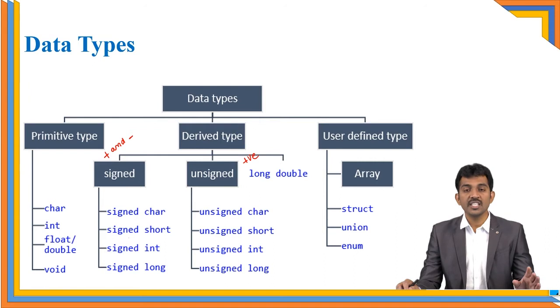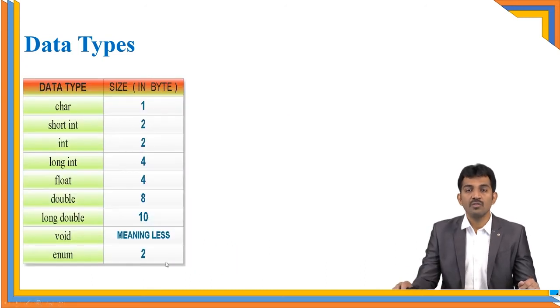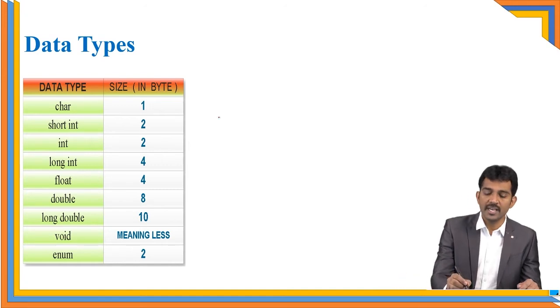Every data type has its own size. Based on the size only, it is going to store the value. So in the next slide, we are going to see the various sizes available with the respective data types. If you observe clearly here, character size is 1 byte. What is the meaning of byte? A byte contains how many bits? 8 bits, right? 1 byte equals 8 bits.